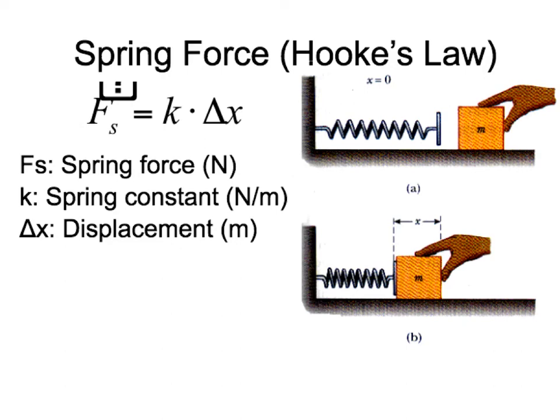So the next thing we're going to learn about is Hooke's law, which is basically a spring force when an object is compressed against a spring or stretched away from a spring. Our units for force, once again, are newtons. Our units for K, the spring constant, are newtons over meters. And our units for delta X, which is the displacement, are meters.